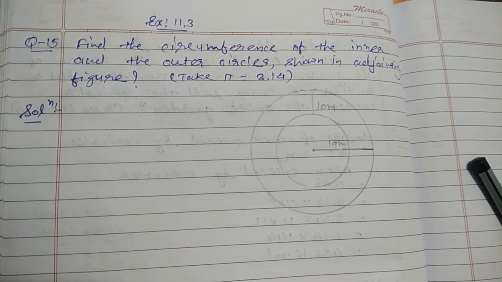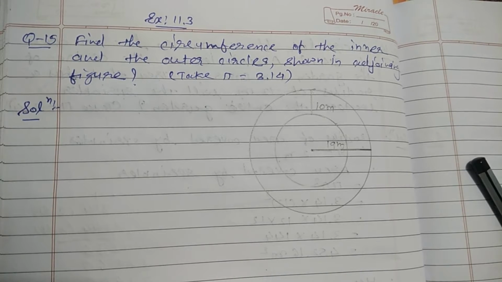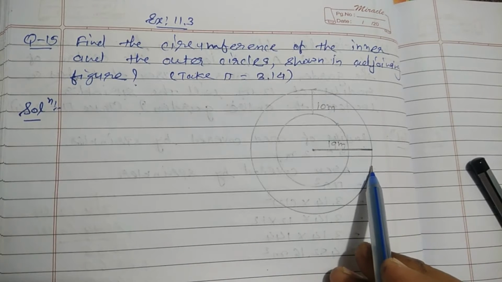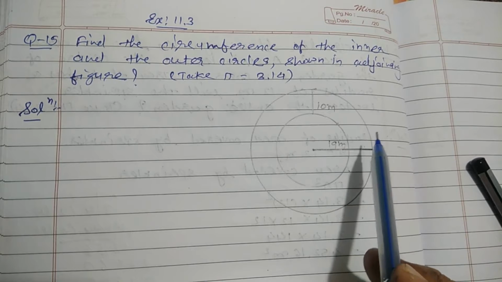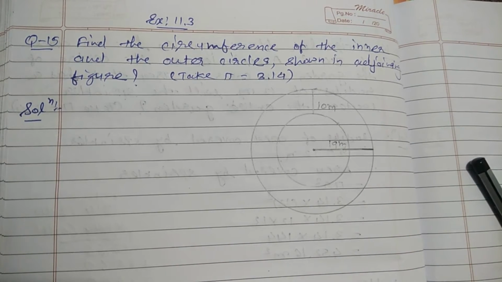Question number 15. Find the circumference of the inner and the outer circles shown in the adjoining figure. Take pi is equal to 3.14. Here we can see that two circles are given. One is outer and one is inner circle. And we have to find the circumference of these circles using their radius.